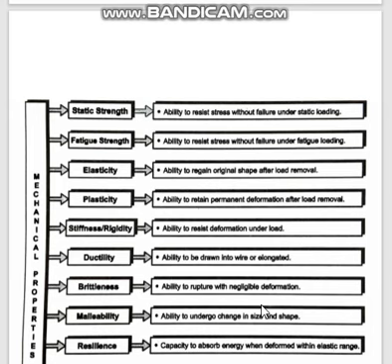So the measure of static strength is either its yield strength or ultimate strength. Now the next is fatigue strength. We were talking about this yesterday. Under fatigue loading, what strength it has is the fatigue strength. This is the ability to resist load without failure under fatigue loading.